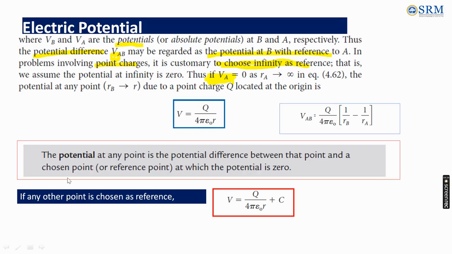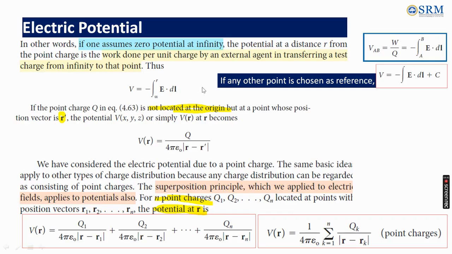And if any other point is chosen as reference instead of infinity, we have to add the constant C here. Now, if there is zero potential at infinity, the potential at a distance r from a point charge can be written in integral form as the work done in moving a unit charge by the external agent to transfer the test charge from infinity to that point.